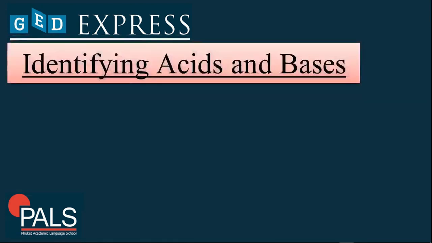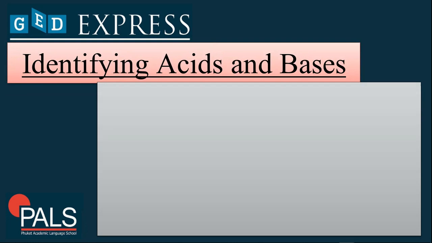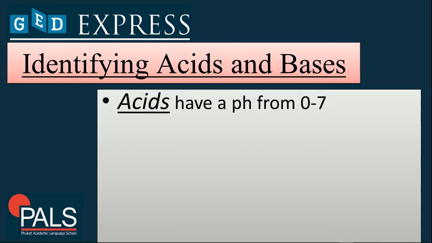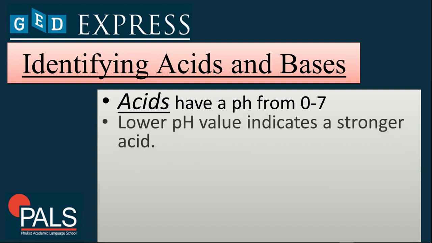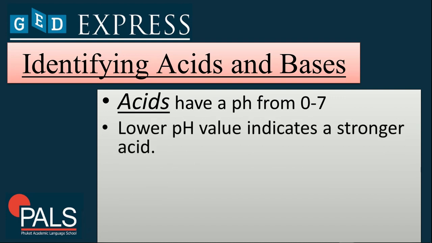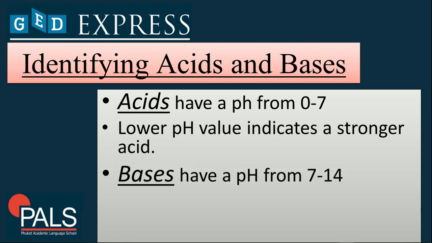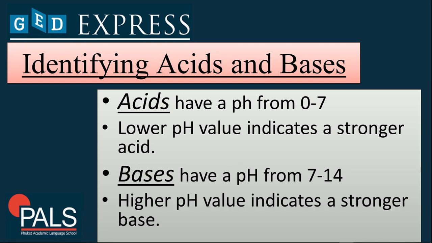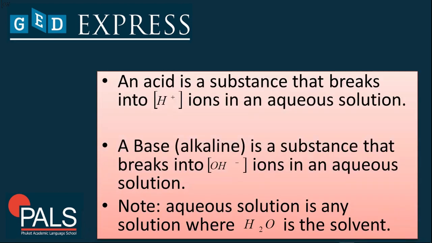Now, in identifying acids and bases, acids have a pH from 0 to 7. 0 is highly acidic and 7 is not. So, a lower pH value indicates a stronger acid, and bases have a pH from 7 to 14. The higher pH values indicate a stronger base, same as with acids.